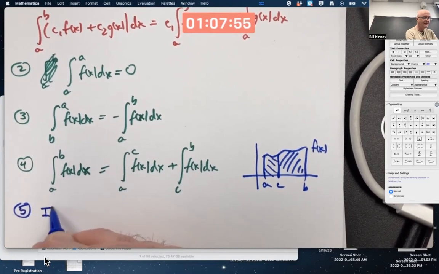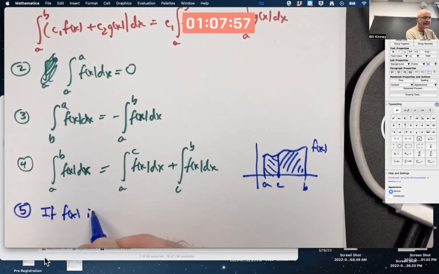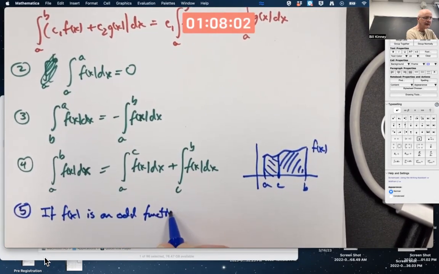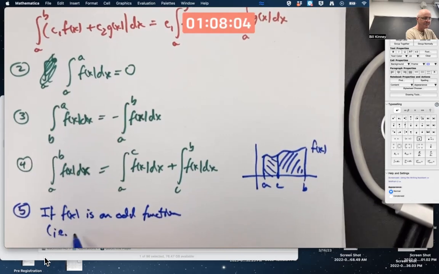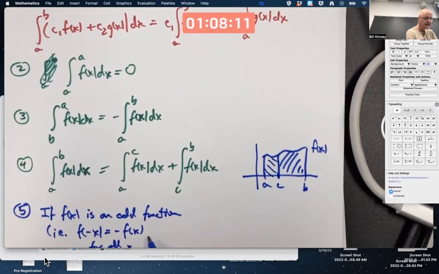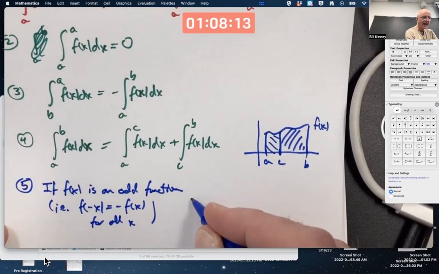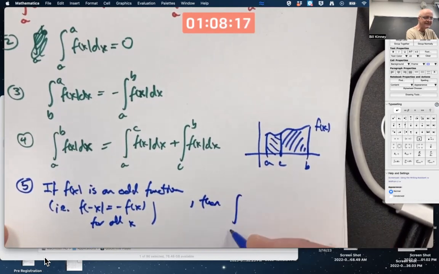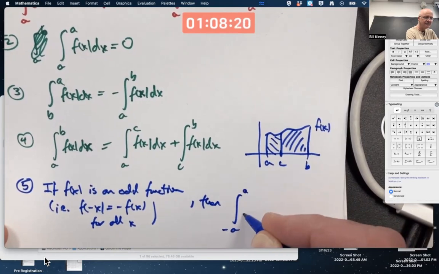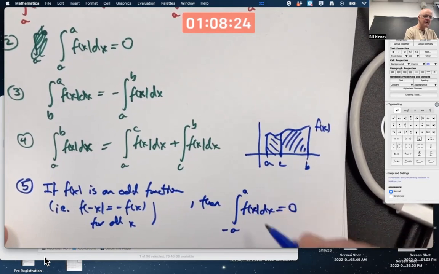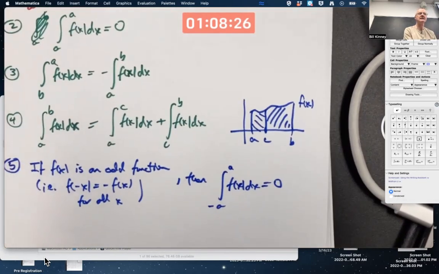Property 5: if f of x is an odd function, that is, f of negative x equals negative f of x for all x, then the integral of such a function from negative a to positive a is 0. You don't have to use the fundamental theorem of calculus.